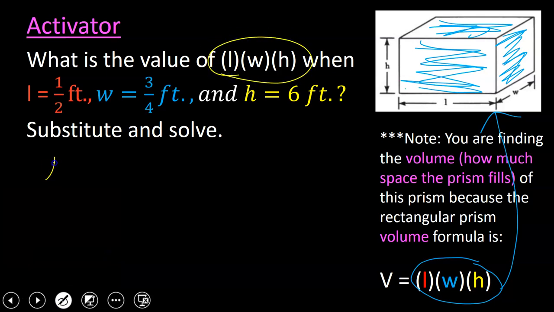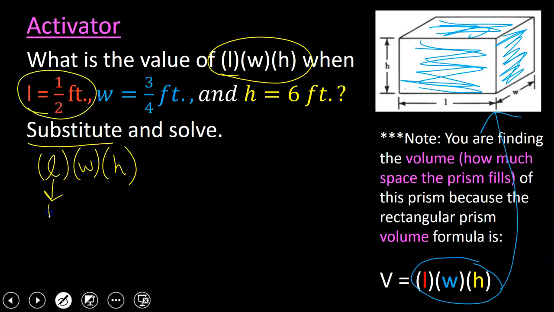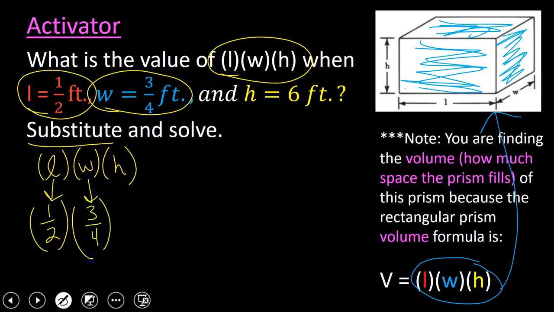So I'm going to record length multiplied by width multiplied by height. And we're going to substitute, which means we're going to replace the variable with a number. So L is equal to 1/2 of a foot, so I'm going to replace L with 1/2. W is equal to 3/4, so I replace W with 3/4. And H is equal to 6, so I replace H with 6. So I just completed substitution. Now I'm going to solve.